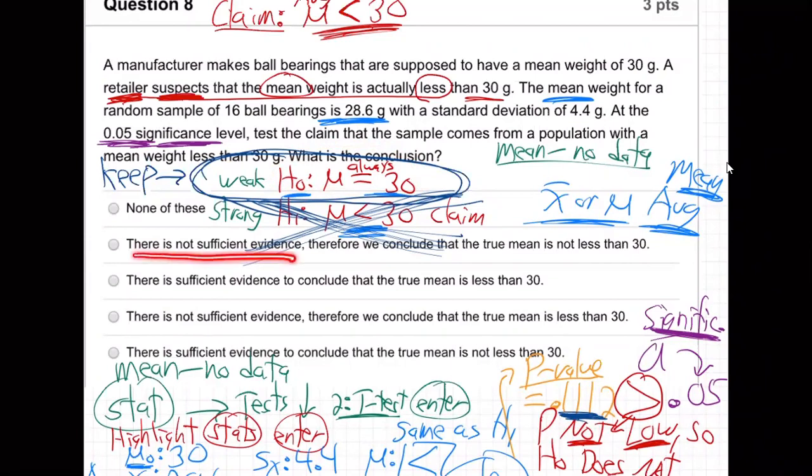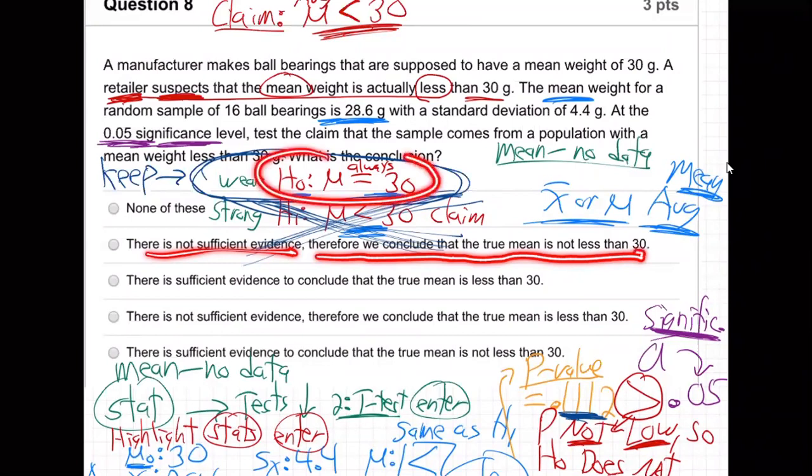Is that right? Is there not sufficient? Yes, that's exactly right. There's not strong evidence. There's weak. Exactly. Let's read on. There's not sufficient. Looks good. So therefore, we conclude that the true mean is not less than 30. Is that what we conclude? Not less than 30? We conclude this. It is less than 30, right? Or is it no, what we conclude right here.